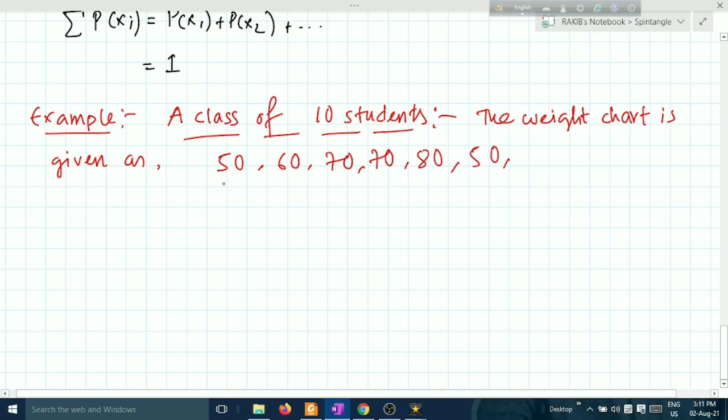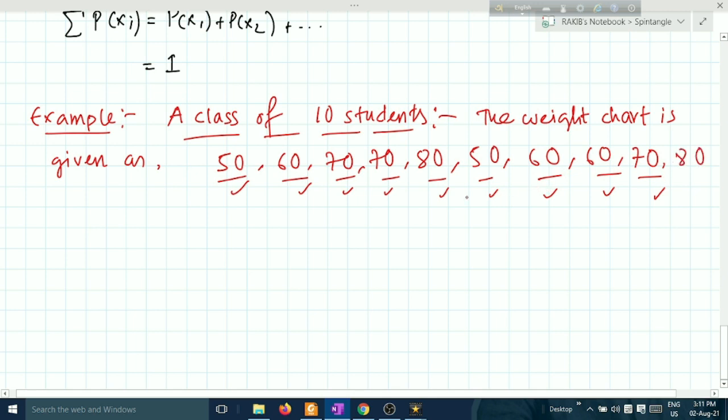How many persons? 1 2 3 4 5 6. Then 60 kgs, then again 60 kg, then 70 kg. And the 10th student, 1 2 3 4 5 6 7 8 9, another has 80 kgs. This is the weight chart of 10 students. This is roll number 1, this is roll number 2, this is roll number 3, and so on.